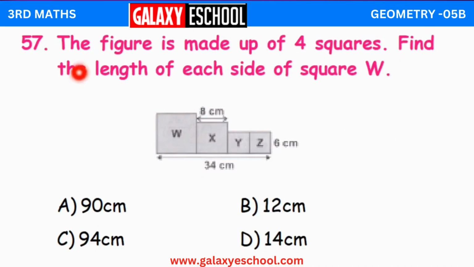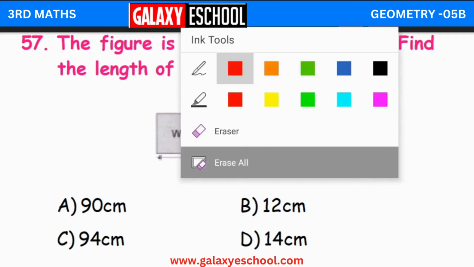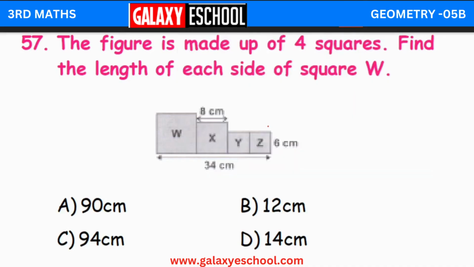Question 57. The figure is made up of 4 squares. Find the length of each side of the square W. In a square, the lengths of all 4 sides are the same. Yes or no? If we get the length of one side, the lengths of the remaining sides are also the same. If you look at the given figure, the length of side Z is given, that is 6 centimeters.